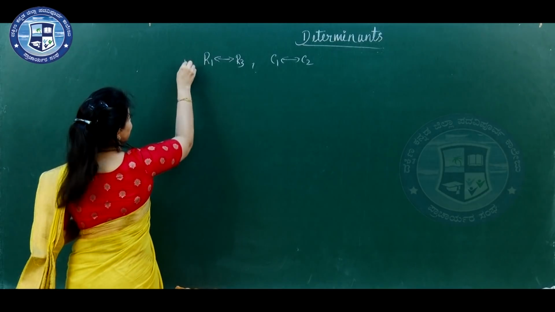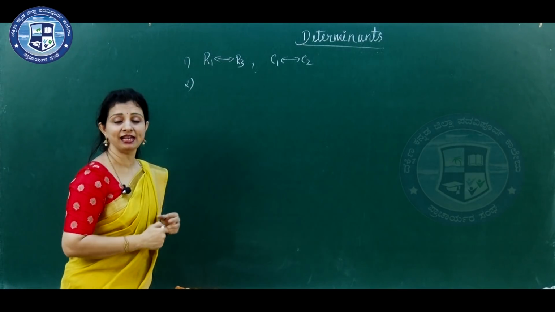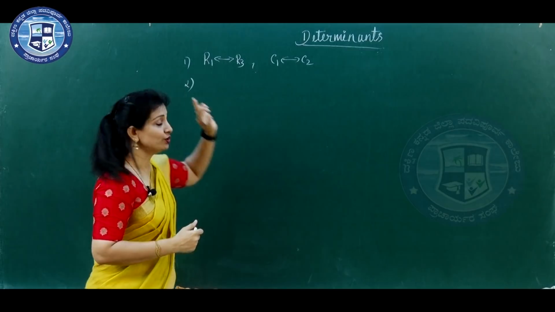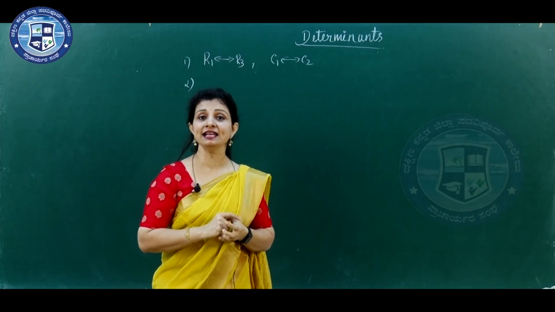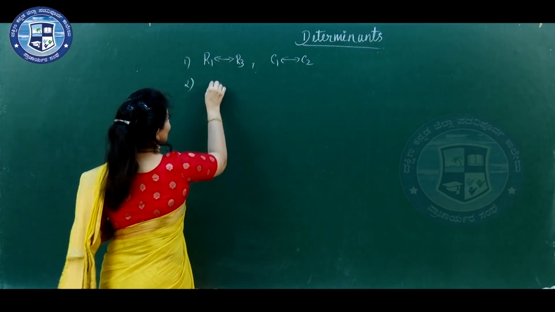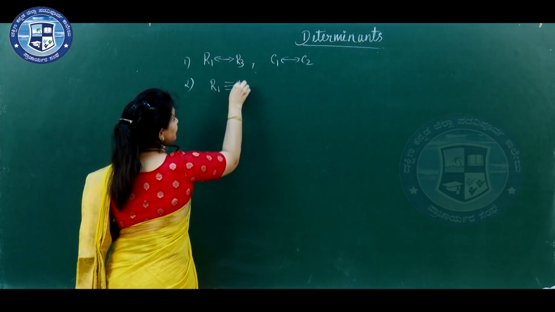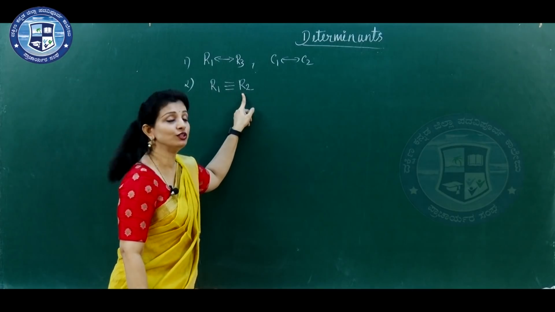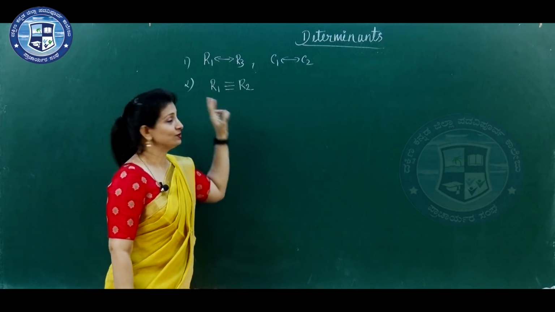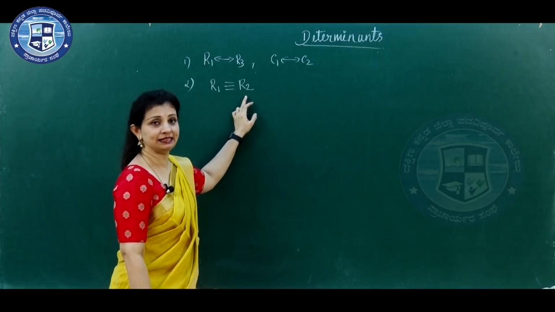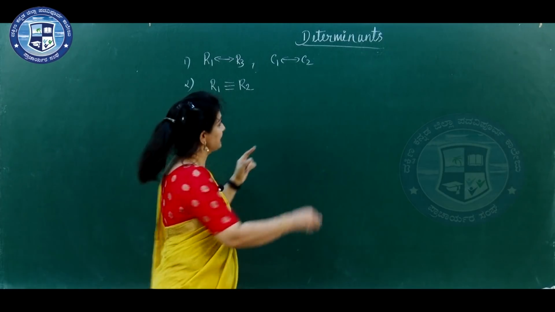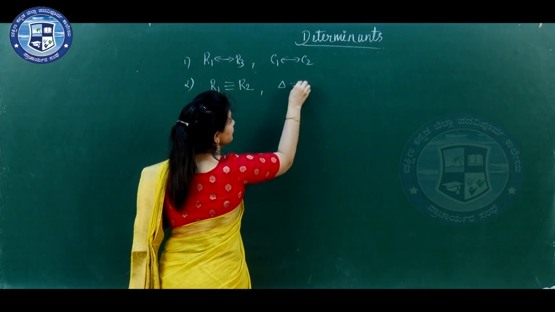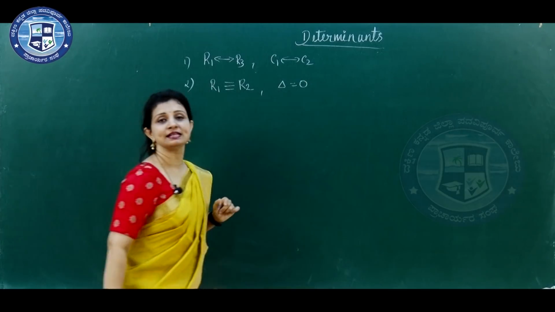And the second one which you need to know very well is: if two rows are identical, suppose R1 is identical to R2, what does that mean? The corresponding elements of the two rows are equal. So if two rows are identical, then the value of the determinant, delta, is equal to 0.